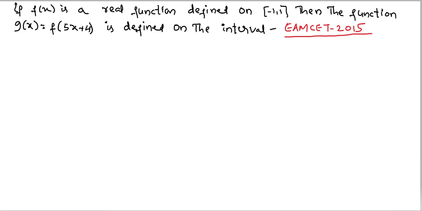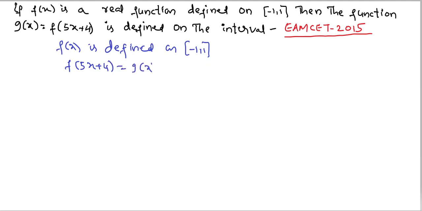If f of x is a real function defined on [-1, 1], then the function g of x equal to f of 5x plus 4 is defined on the interval. EAMCET 2015 question. Here the function f of x is defined on the closed interval minus 1 comma 1. That is, f of 5x plus 4 equal to g of x is also defined when minus 1 is less than or equal to 5x plus 4 less than or equal to 1.